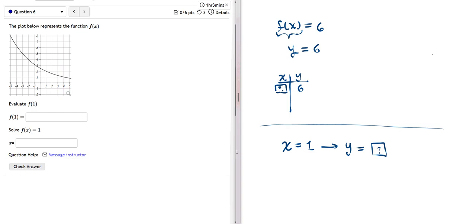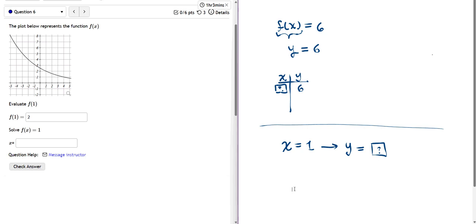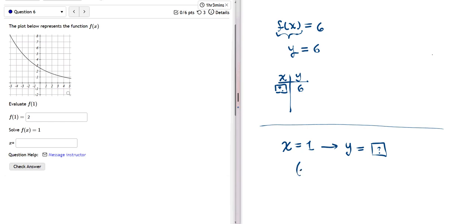So we want to go onto the graph where x equals 1 and follow it to the actual drawn function and see what the y value is there. The vertical location is 2 there. So in other words, if I were to write down the ordered pair 1, 2, that's your y value right there on that location of the graph.